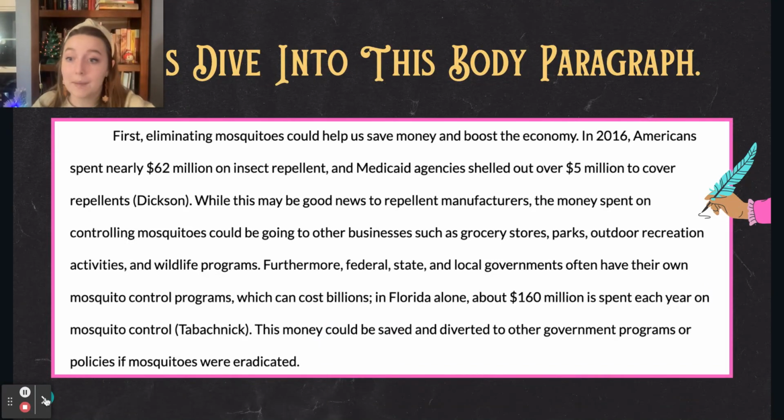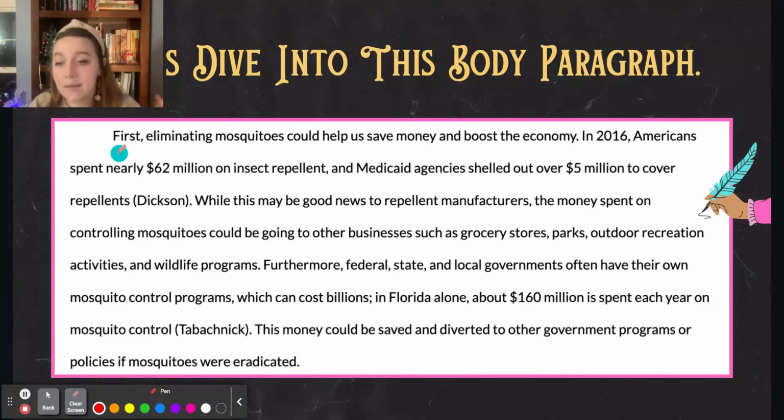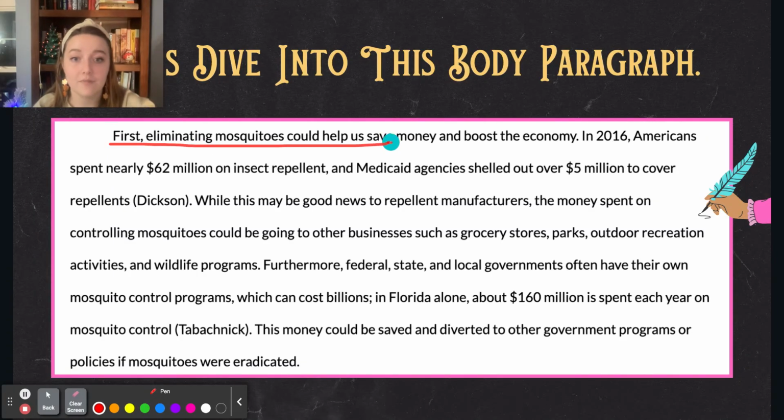Now, I'm going to start by annotating this so we can kind of break this down. In red, I am going to underline our topic sentence. First, eliminating mosquitoes could help us save money and boost the economy. That is what this paragraph is all going to be about, right? This is my first key reason. So I've got my first topic sentence. That's how I start off. And I even have this beautiful transition with first.